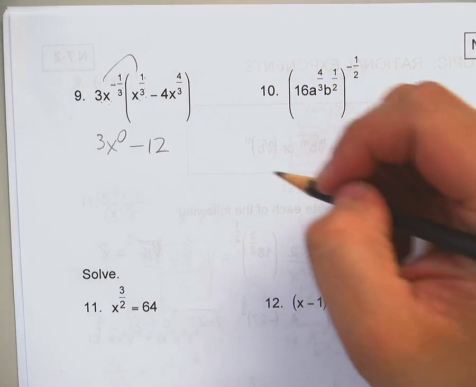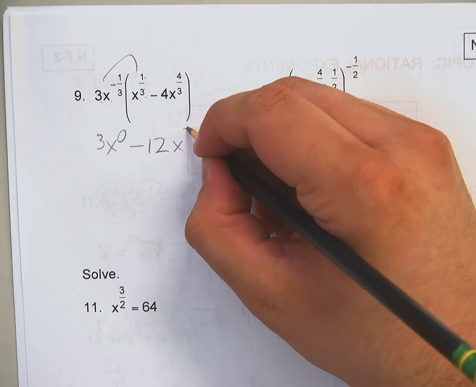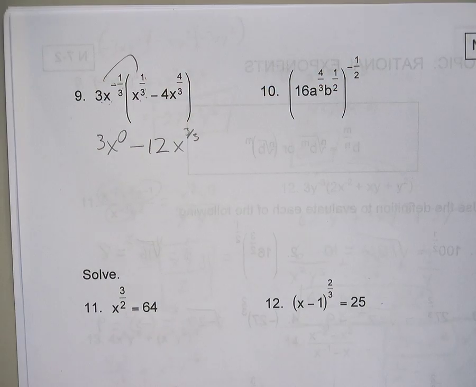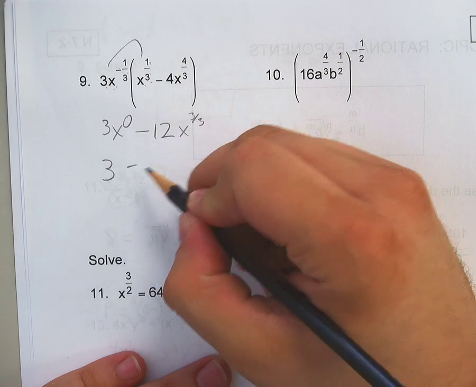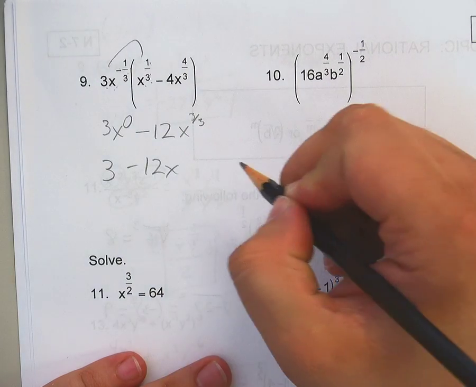Minus 3 times 4 is 12. X to the 3/3, which is 3, x to the 0 goes away, minus 12x to the 1.